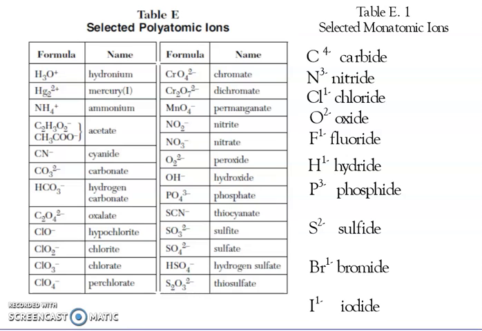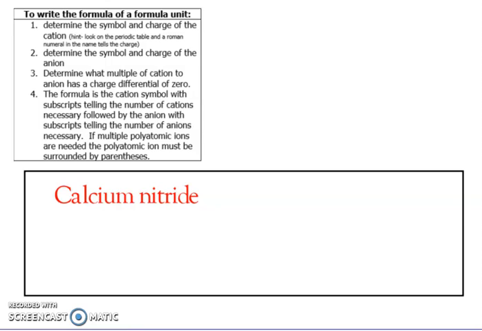So we're going to use this stuff. The first question is this one here, calcium nitride. And what we're doing is we are given the name, so we have to determine the formula. The formula for calcium nitride is going to be determined in a stepwise fashion. The first thing you want to do is determine the symbol and charge of the cation. The cation is the very first thing.